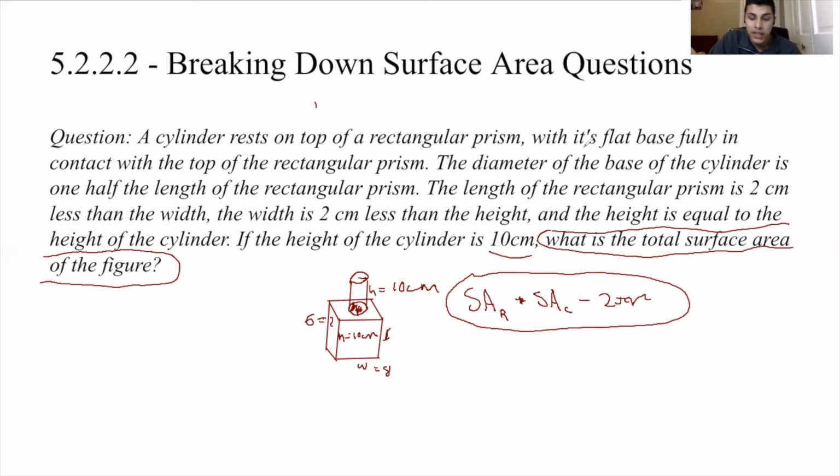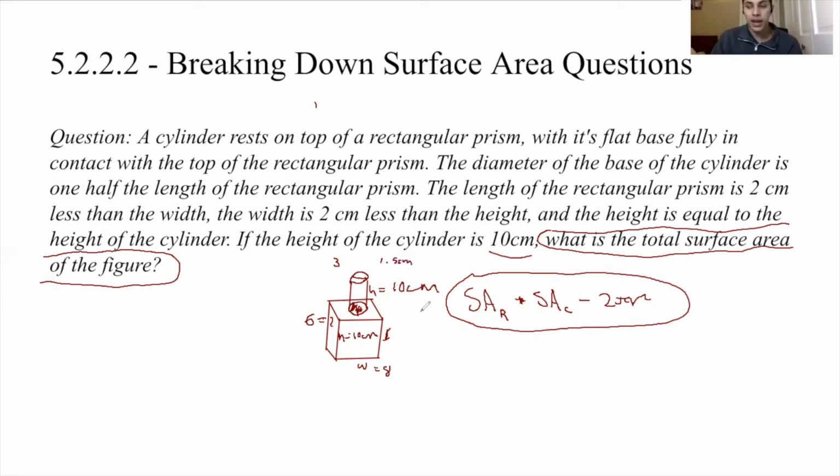And then the diameter of the base of the cylinder is 1/2 the length of the rectangular prism. So the diameter of this base, which is, remember, all the way across, is going to be 3 centimeters, which means the radius, which is half of that, is 1.5 centimeters. So 1.5 centimeters as our radius.